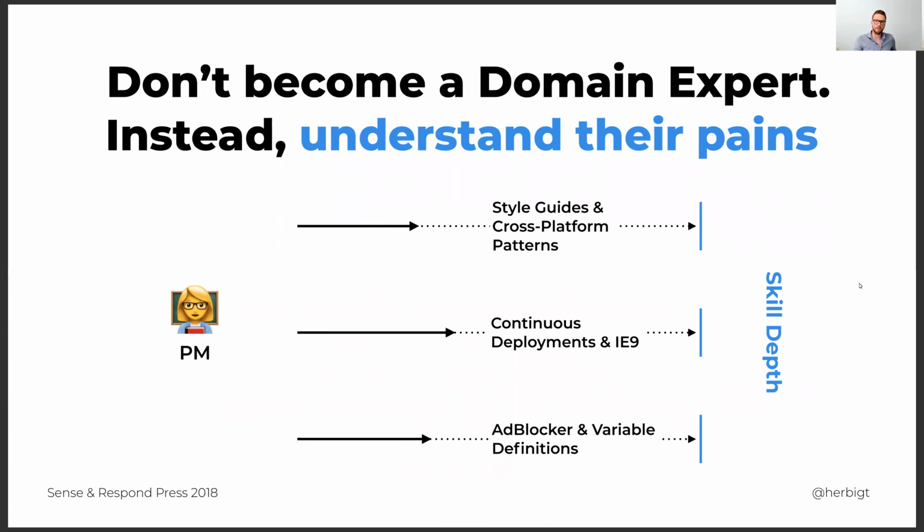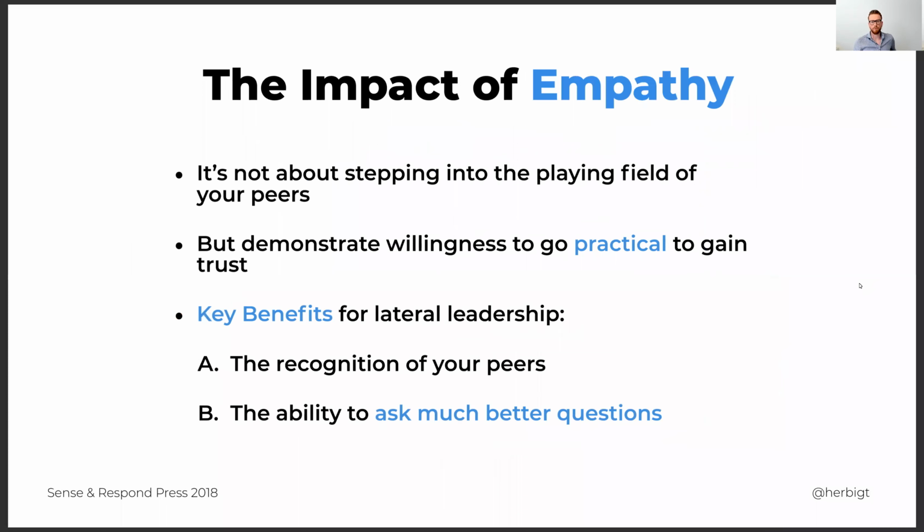So it's super important that you recognize these pains your peers are going through, so you can establish a closer relationship. It's always important to keep in mind that it's not about stepping into the playing field of your peers. Thereby, you would only lose them and not gain more respect and more buy-in. It's super important that you demonstrate willingness to go practical. And the two key benefits for your lateral leadership, especially in the context of being a product manager, is that you get more recognition from your peers for your work, and that you show more recognition for their work. And ultimately, you get the ability to ask much better questions, which is, especially for product managers, a skill we're always aiming for.